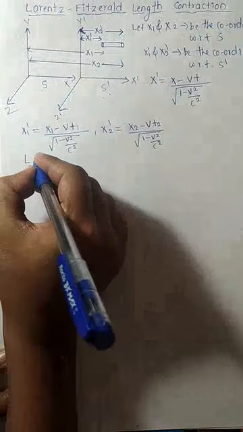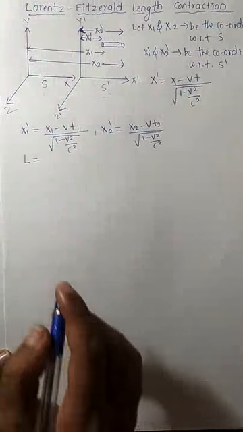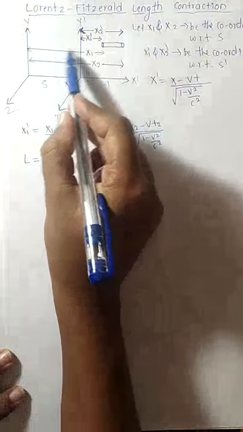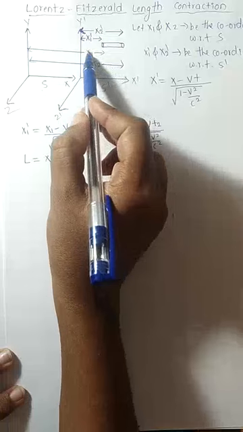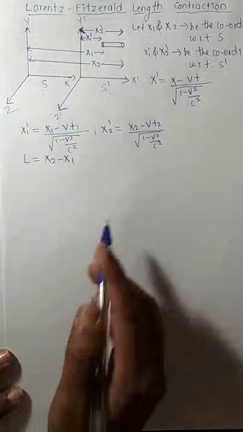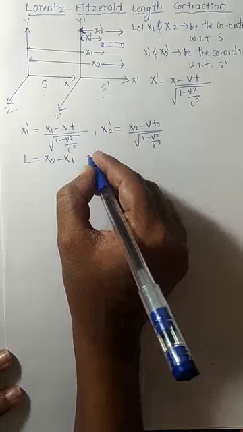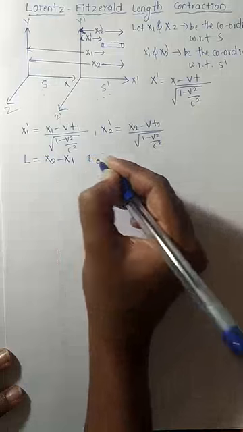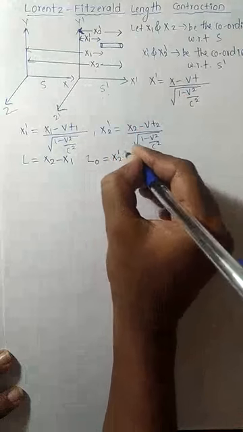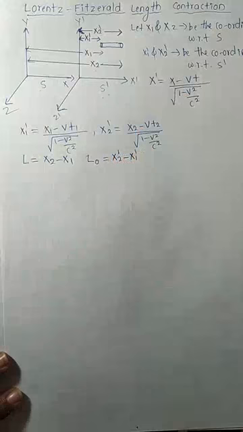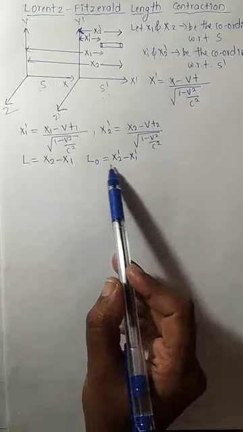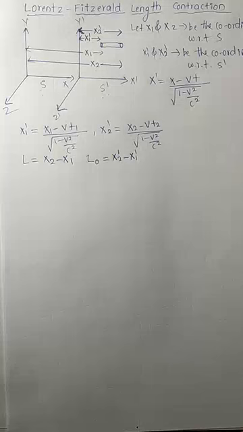So can we write the length as observed from the S frame is equal to x2 minus x1. Do you agree? This is the x2 value and this is the x1 value. So if you do this subtraction, are you getting the length here? This is the length of the rod with respect to what? S frame. And the same way, if you calculate it from the S dash frame, a different length you are getting, that I will write as L0. So L0 is equal to x2 dash minus x1 dash. So this is the length with respect to S frame when calculated, and this is the length when calculated from the S dash frame, the length of the rod.